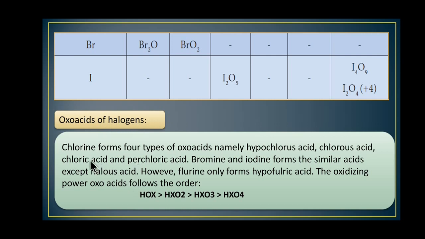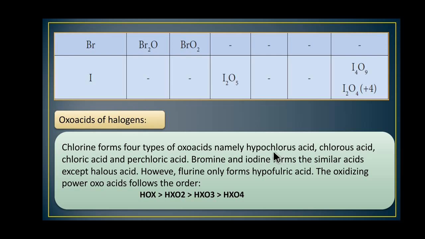Chlorine forms 4 types of oxoacids, namely hypochlorous acid, chlorous acid, chloric acid, and perchloric acid. These are the 4 types of acids chlorine forms. So very important. And bromine and iodine form similar acids except the halous one.